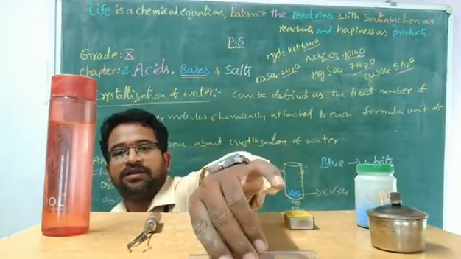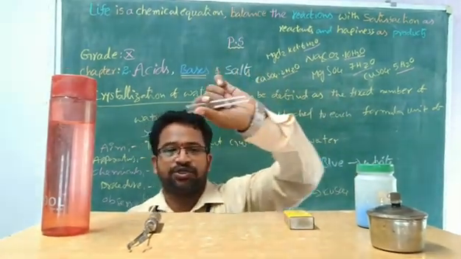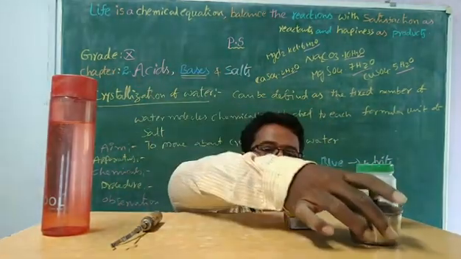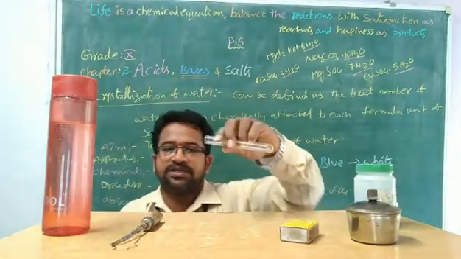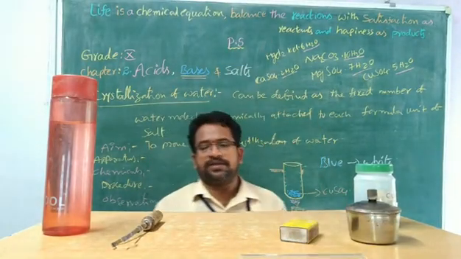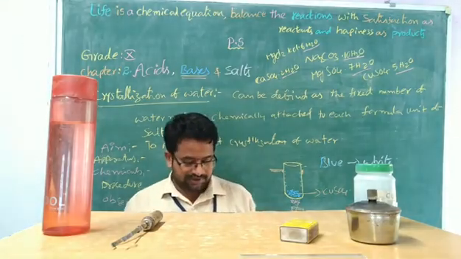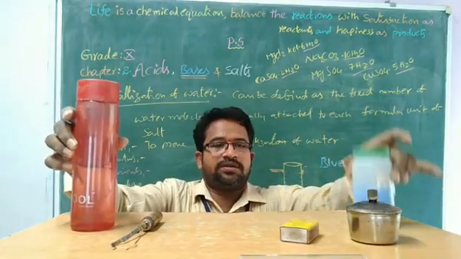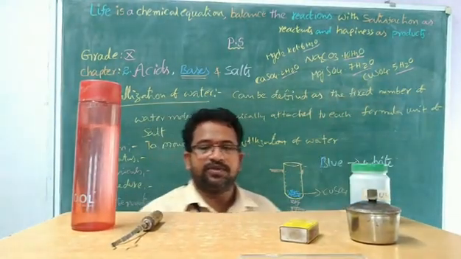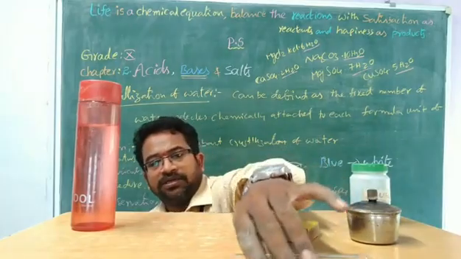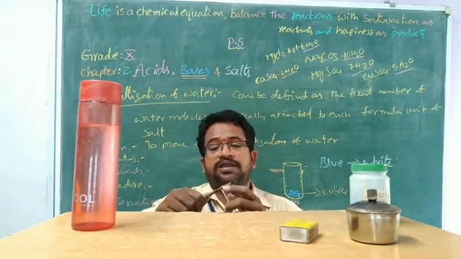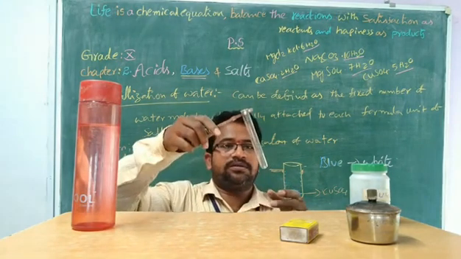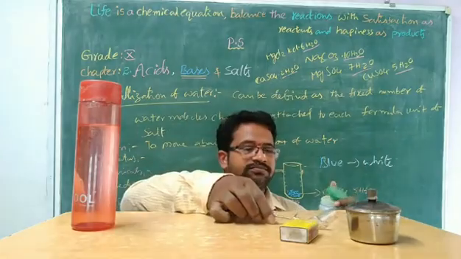So what are the apparatus we need? A test tube, holder, spirit lamp, matchbox. These are the apparatus. Then the chemicals: water and copper sulfate. Procedure. What is the procedure? Take some copper sulfate salt in this test tube.